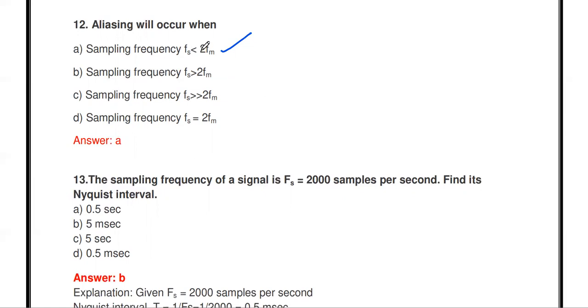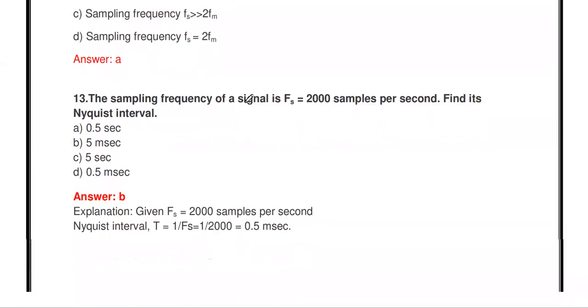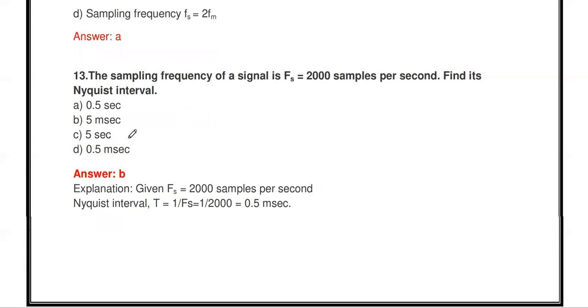Whenever the sampling frequency is selected less than 2 fm, at that condition only we will get the aliasing. Okay. Next one. So we have to see the problems related with this sampling process.